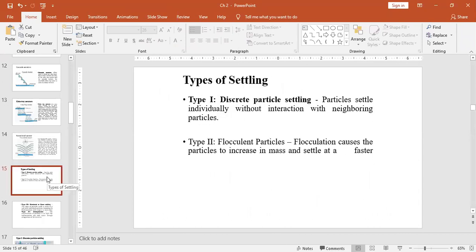Sedimentation is a simple process of settling the particles present in water. It is a simple process in which particles are settled down at the bottom by reducing the velocity of flow. By reducing the velocity of flow, the particles will be allowed to settle down.